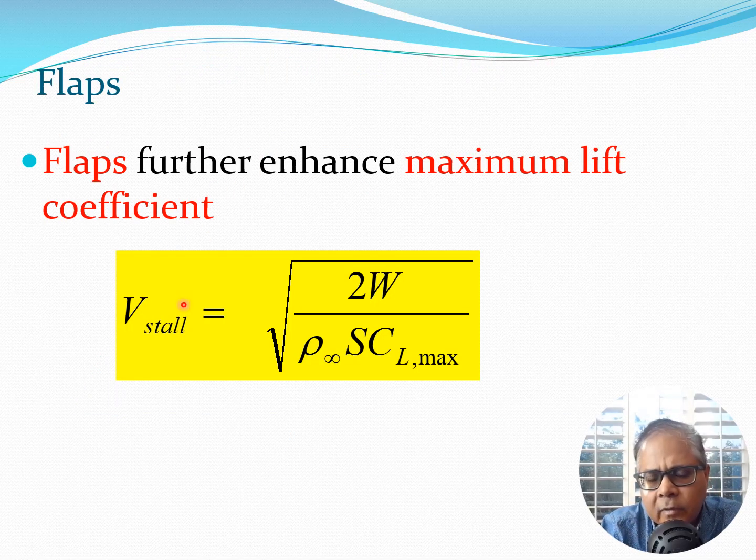Now, the value of CL max is of course restricted by the airfoil section you have selected. So in a typical aircraft, there is a particular airfoil section and you can get the CL max value for that airfoil section and calculate V stall. Now, you would actually like to increase the CL max value beyond whatever your airfoil gives you, and this becomes possible by using certain devices known as flaps.